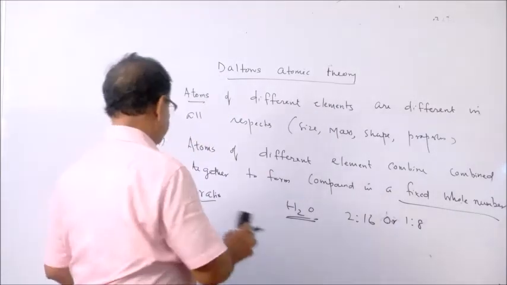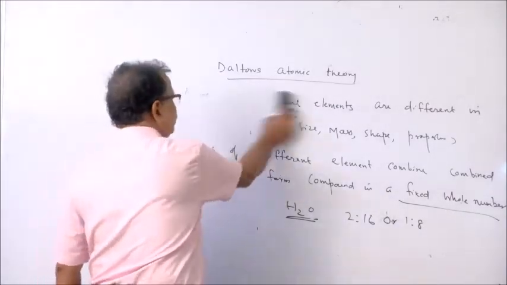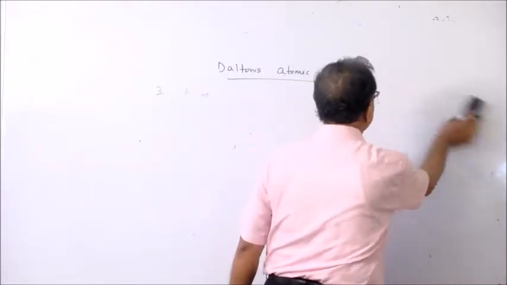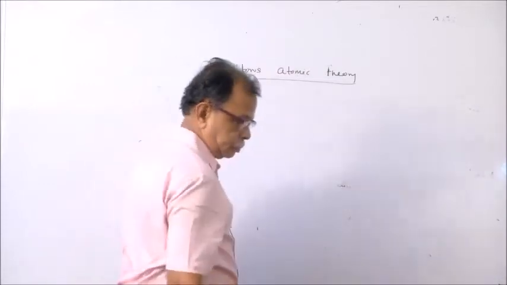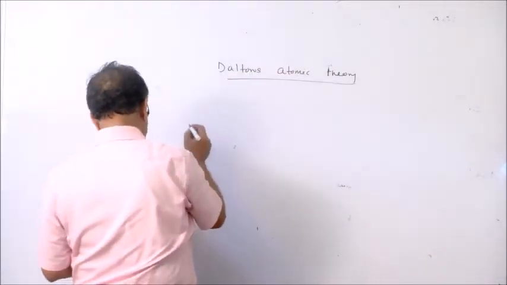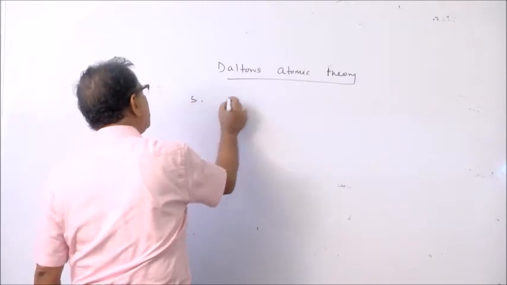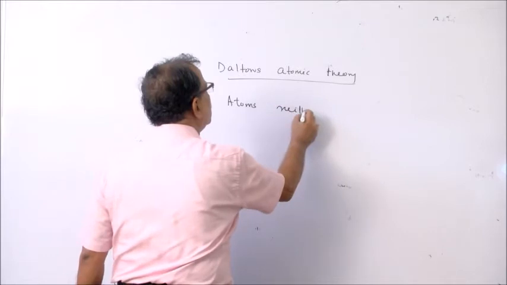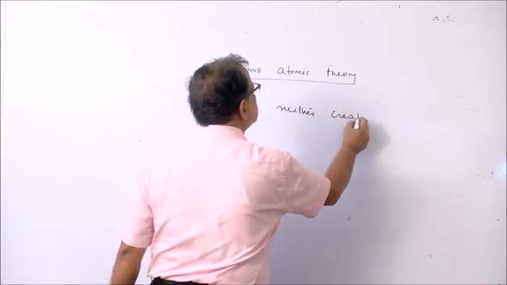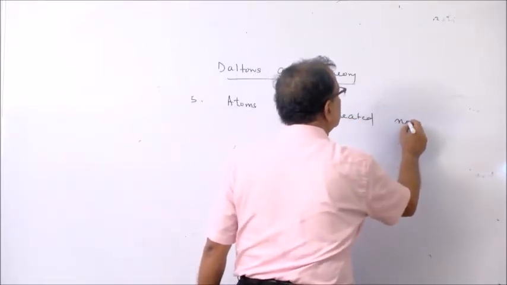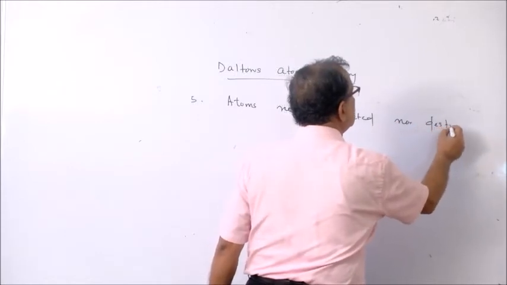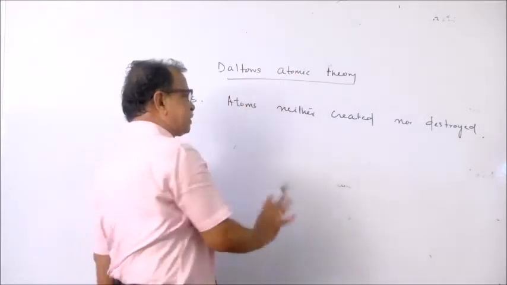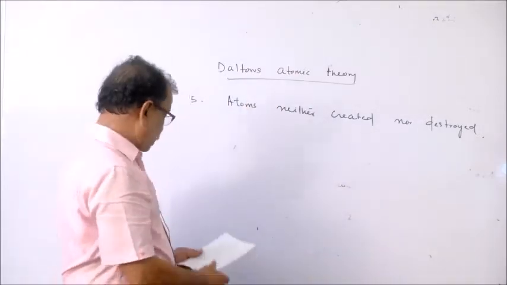Last one is number 5. Atoms can neither be created nor destroyed. So this is Dalton's atomic theory. I have told the 5 postulates. After this, some of the drawbacks.